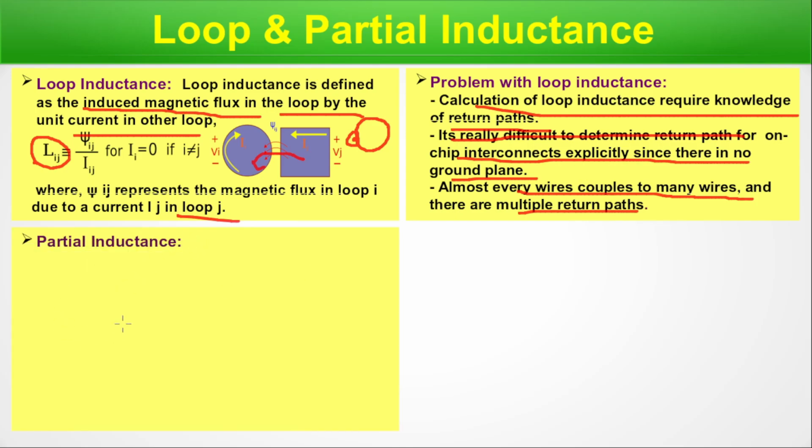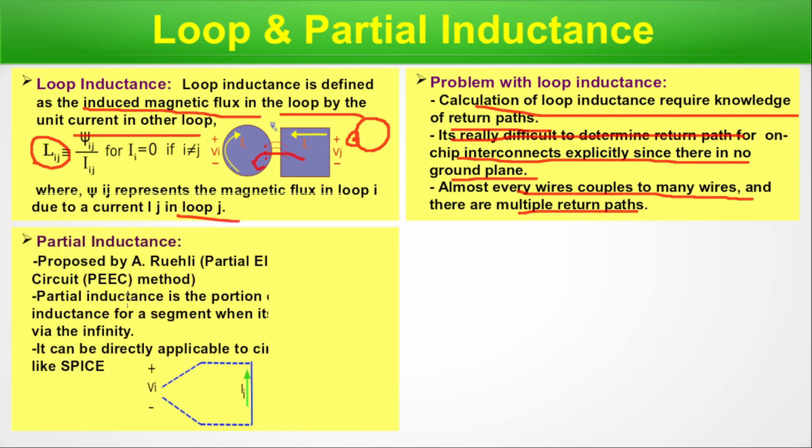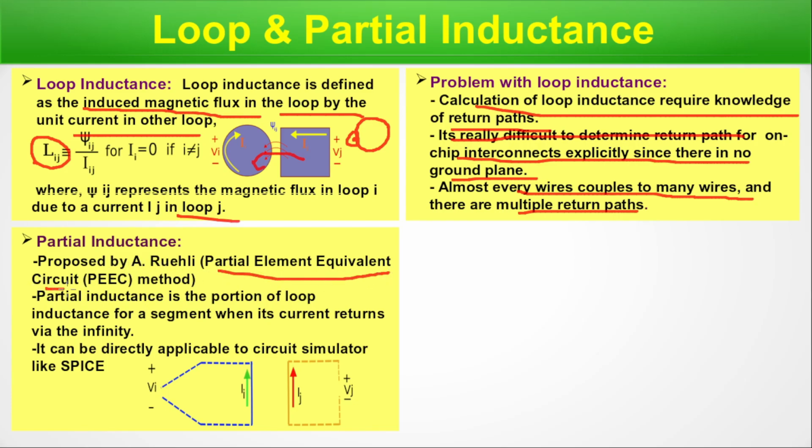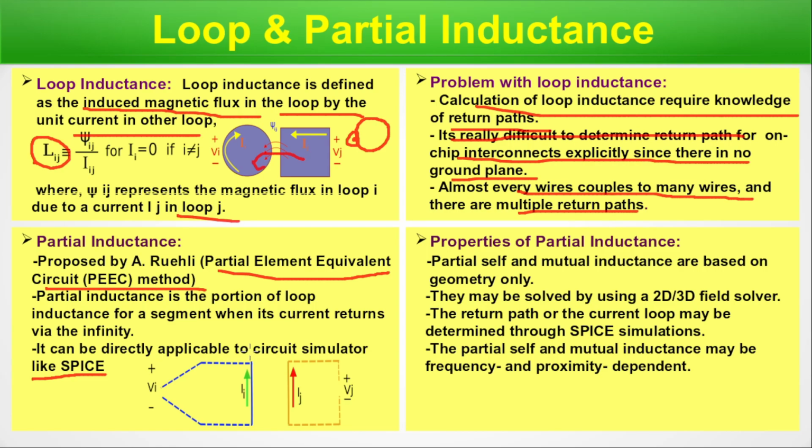So what we do is take partial inductance into consideration. What is that? It was proposed by A. Ruehli: the partial element equivalent circuit method, the PEEC method. This is based on partial inductance. Partial inductance is the portion of loop inductance for a segment when its current returns via infinity. So it calculates based on the assumption that the return path is at infinity. It can be directly applied in circuit simulators like SPICE, because ultimately we need to use them in tools.